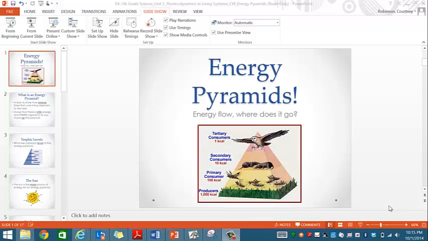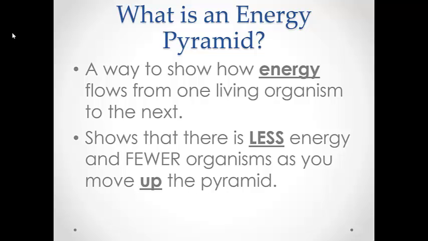We've already talked about food chains and food webs and how energy is passed from one organism to another. Today we're going to look at how energy is transferred through what scientists call energy pyramids. So first, what is an energy pyramid? An energy pyramid is a way to show how energy flows from one living organism to the next. It also shows that there's less energy and fewer organisms as you move up an energy pyramid.